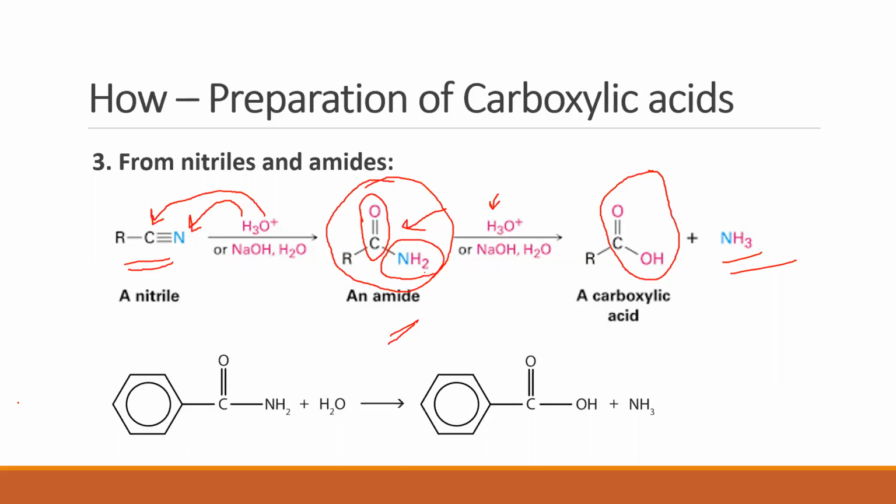If I had started with benzonitrile, C6H5 C triple bond N, in the presence of H3O plus, I would have got this compound, which is benzamide. Benzamide upon hydrolysis will give us benzoic acid. Clear? Benzamide upon hydrolysis will give us benzoic acid.